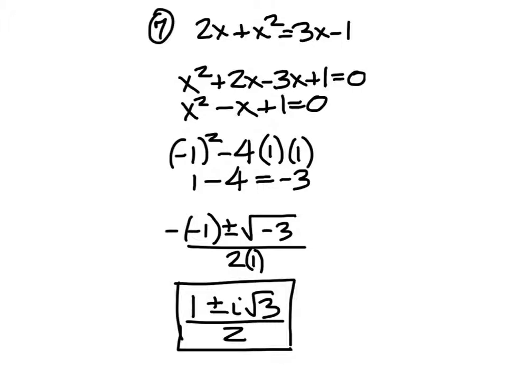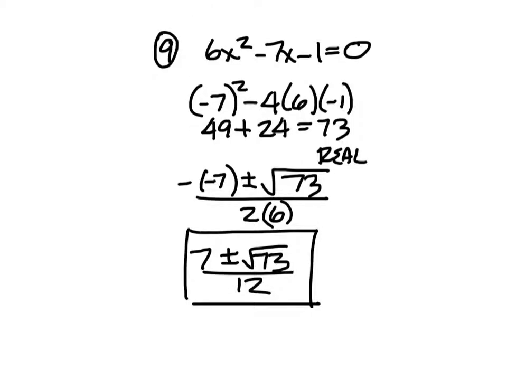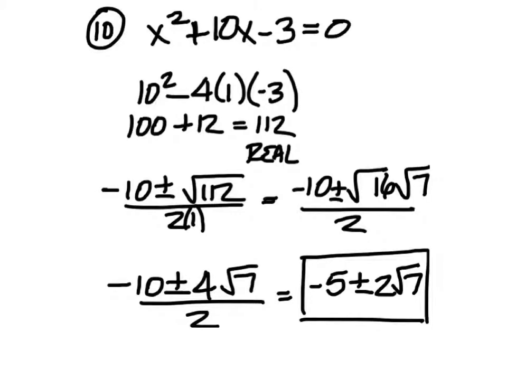7, 1 plus or minus i square root of 3 over 2. 8 is negative 1 or a half. 9 is 7 plus or minus square root of 73 over 12. And 10 is negative 5 plus or minus 2 square root of 7.